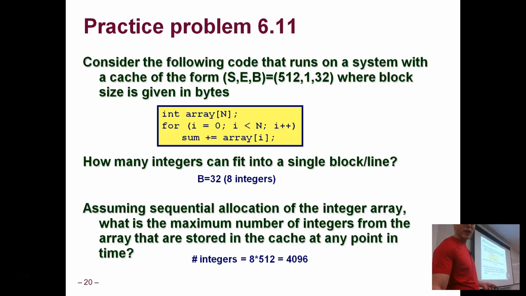Because you have 512 sets, and each set's got one line in it, and that line has got 32 bytes, or 8 integers. So it's just 8 times 512. So now you know if you have this integer array of 4096, this will all fit into cache. Well, assuming no one else is there polluting your cache. But yeah, you can get an array of 4096 integers into that cache.